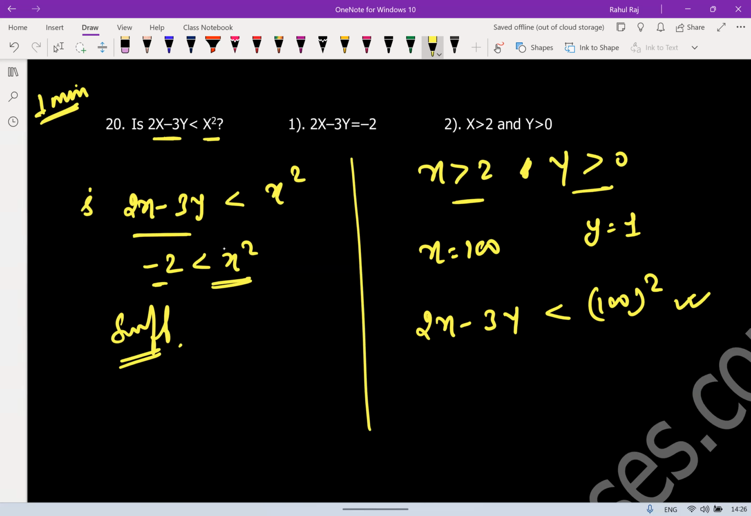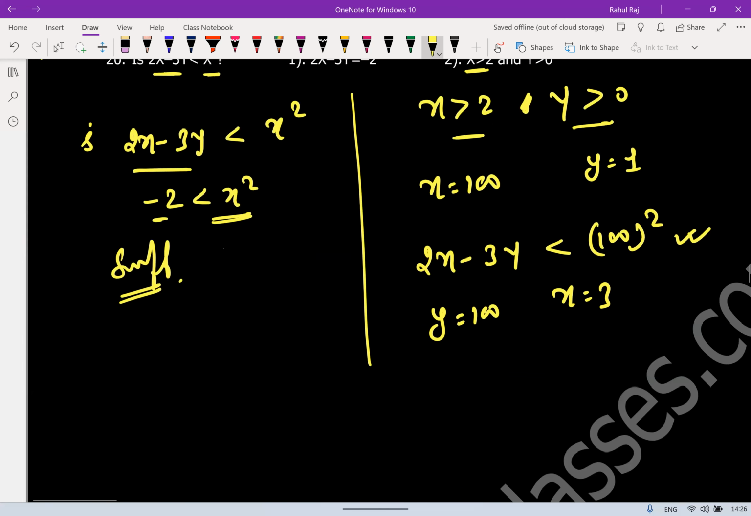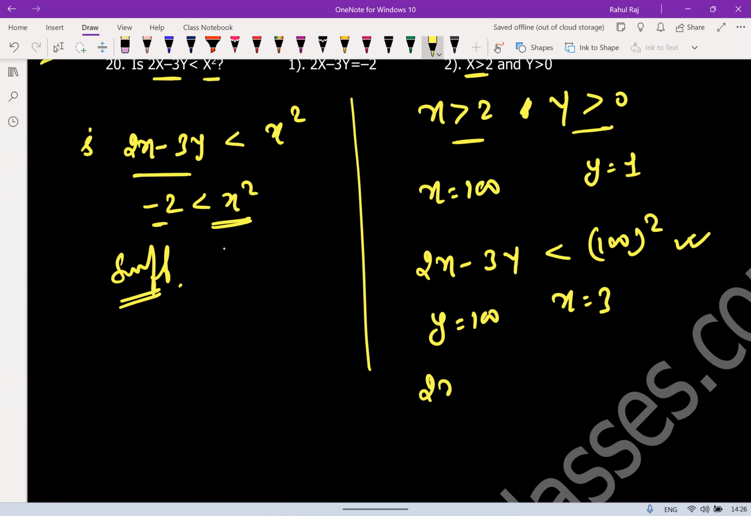Simple, straightforward logic. Imagine I take value of y as 100. And it says that you have to take x greater than 2. I have taken x is equal to 3. Imagine. So now in this case, what will happen? 2x minus 3y. If you solve this, will you get a negative value or not? Put here 2 into x, that is 3. 6 minus 3 into 100. So 6 minus 300. You will get a negative value.